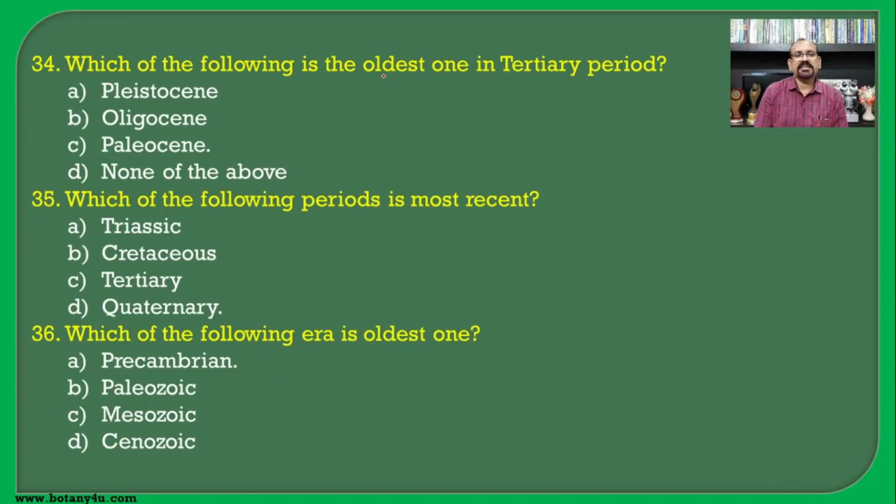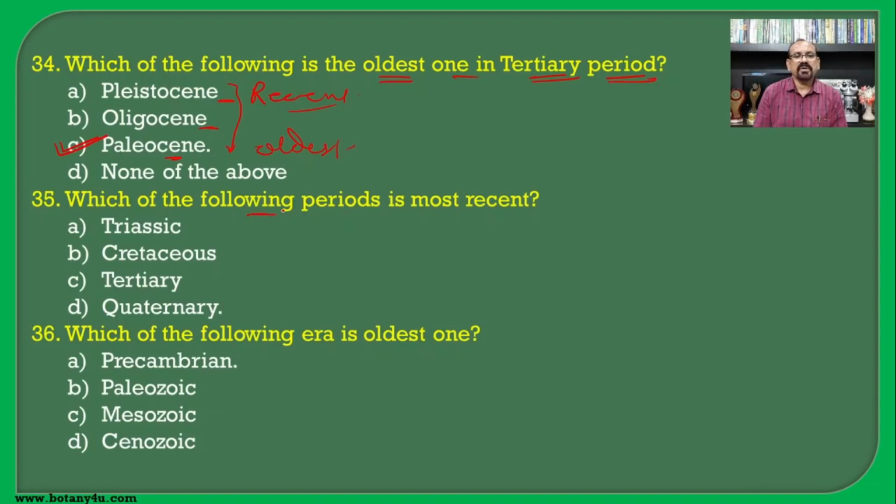Then which of the following is the oldest one in the tertiary period? If we see from above to below, the upper one is the recent one and the lower one is the oldest one, that is the Pleistocene, Oligocene and the Paleocene. So in the tertiary period the oldest one is the Paleocene.